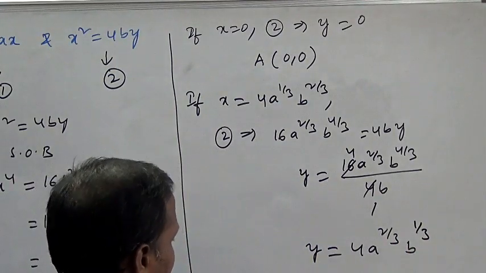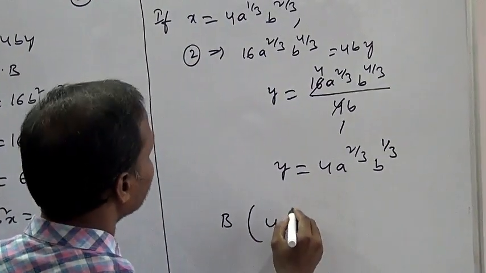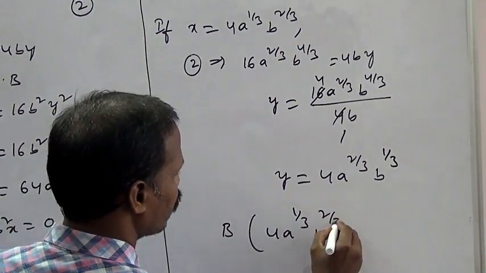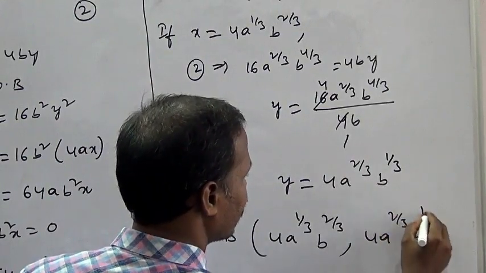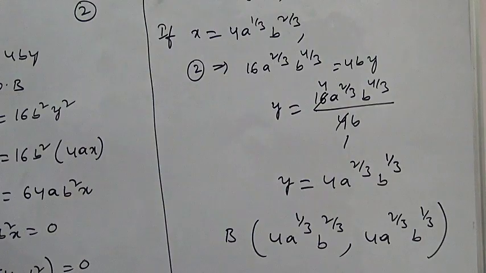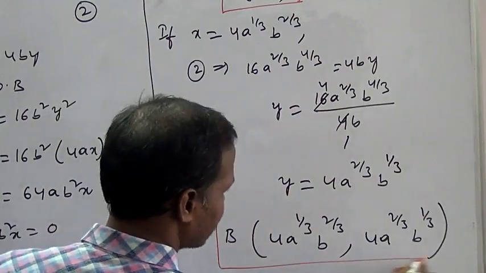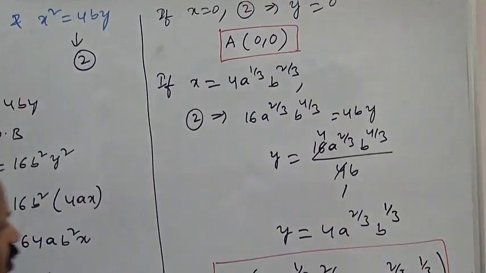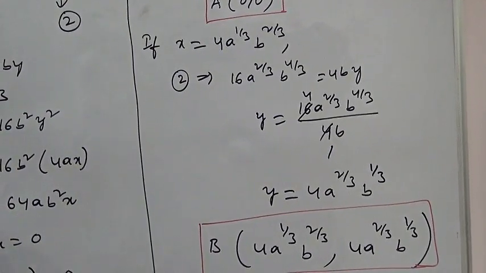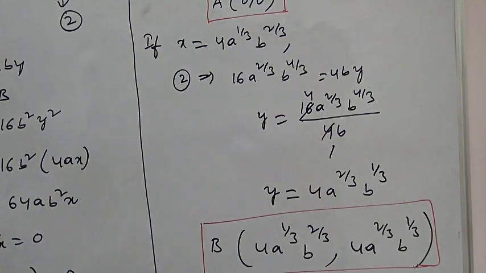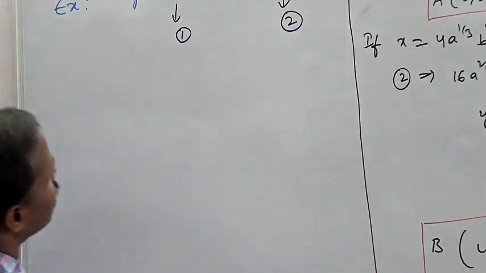So here the point B, let it be B. What is the point? The x value is 4a power 1 by 3, b power 2 by 3, and the y value is 4a power 2 by 3, b power 1 by 3. Yes. Now we got both points of intersection. Now it is easy to find the area between these two curves. Now let us draw the graphs. Okay, so the graph of the curves.